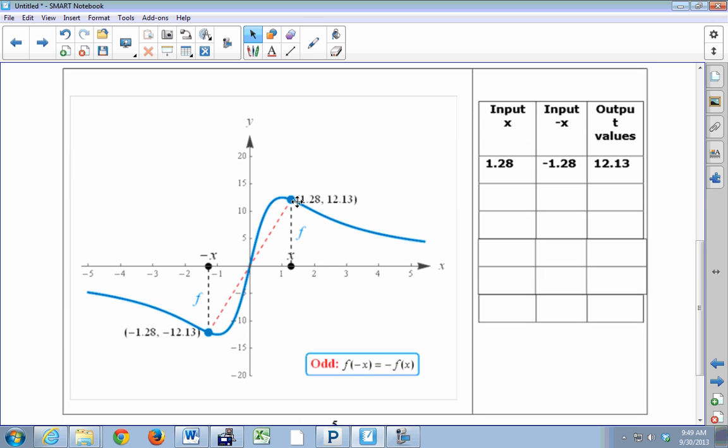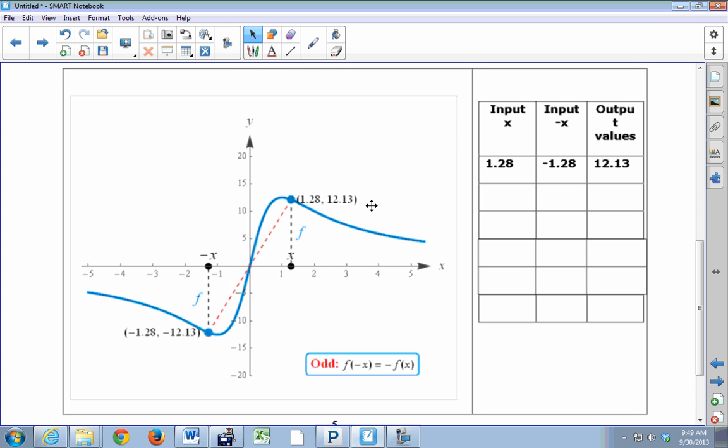Here's an odd function. We say it has symmetry about the origin. Notice, here's my x value right here, 1.28. My output value is 12.13. Now I go to x's opposite value. Am I still up here at 12.13? No, I've moved down to its opposite.